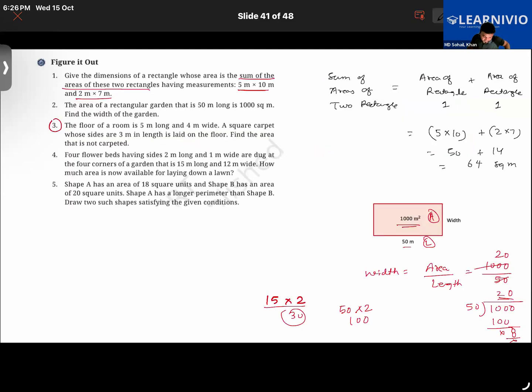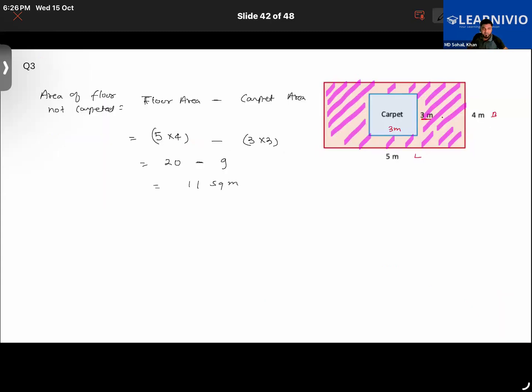By the way, how many carpets were there in it? Only one carpet was there. No, I saw like two carpets were there. Only one carpet was there.